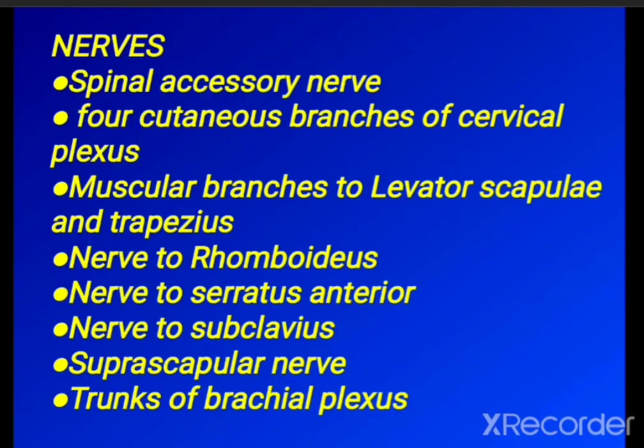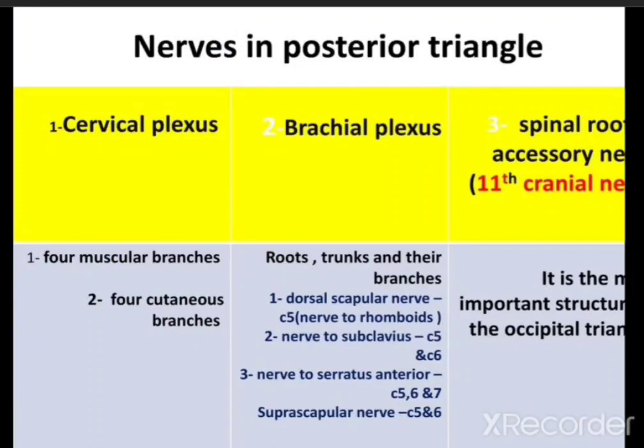Now the contents of the posterior triangle. So it includes the nerves like the spinal accessory nerve, which is the 11th cranial nerve, 4 cutaneous branches of the cervical plexus, muscular branches to levator scapulae and the trapezius, nerve to rhomboids, nerve to serratus anterior, nerve to subclavius, suprascapular nerve, and trunks of the brachial plexus. So the nerves in the posterior triangle are the cervical plexus, brachial plexus, and the 11th cranial nerve, that is the spinal accessory nerve.